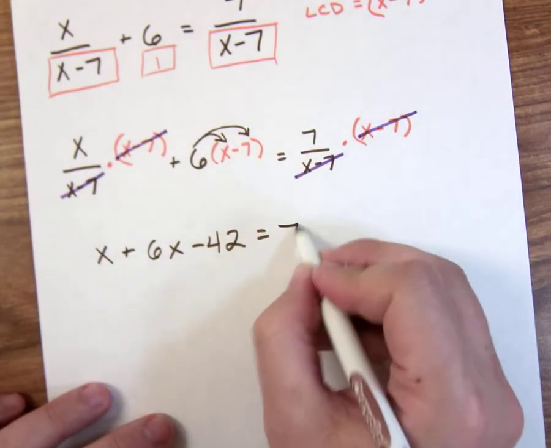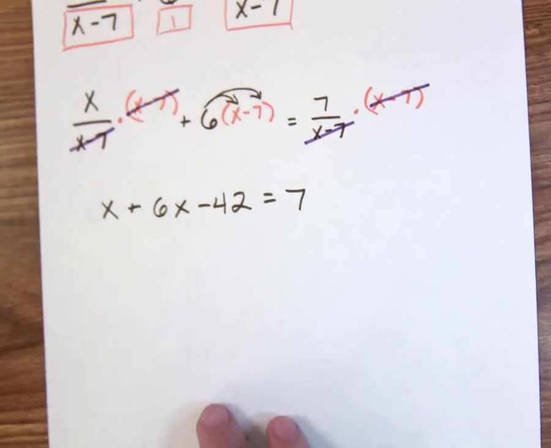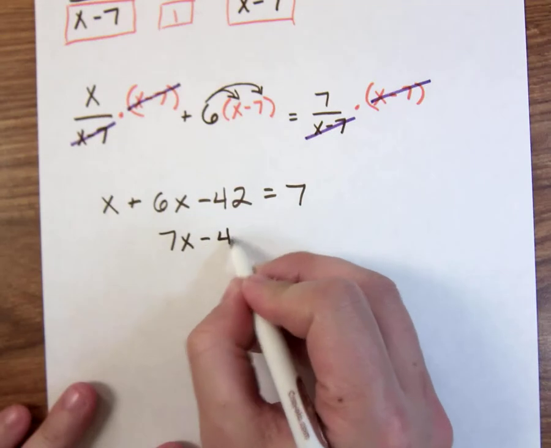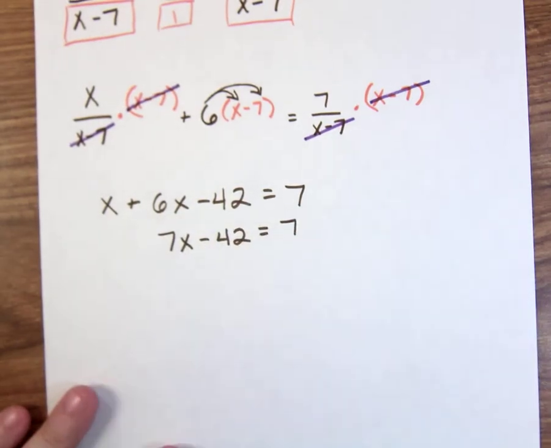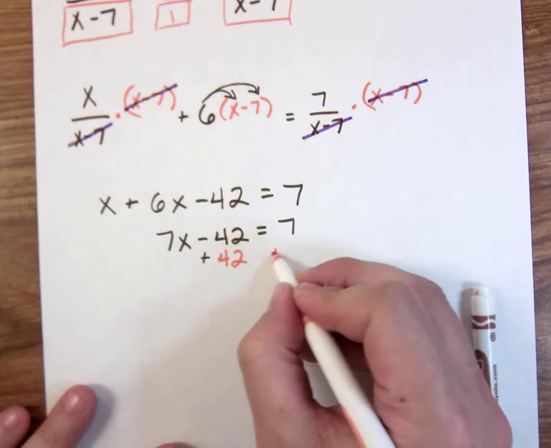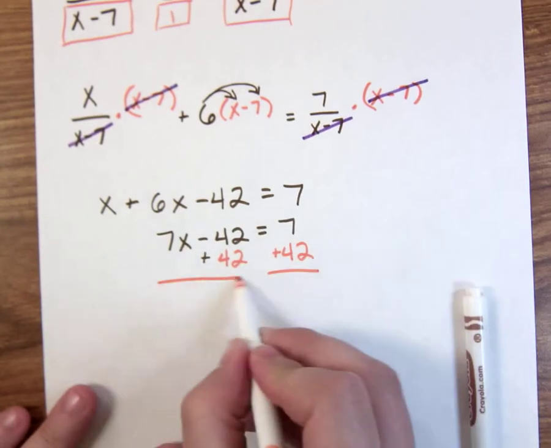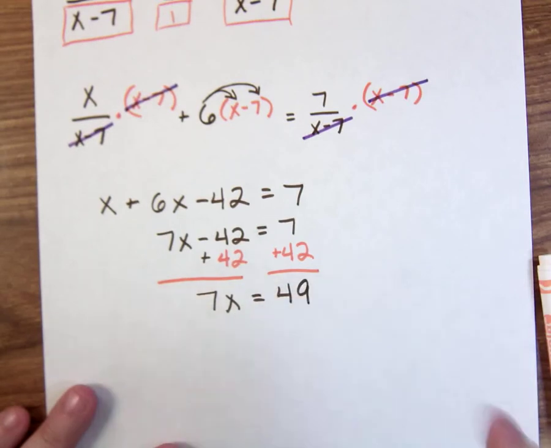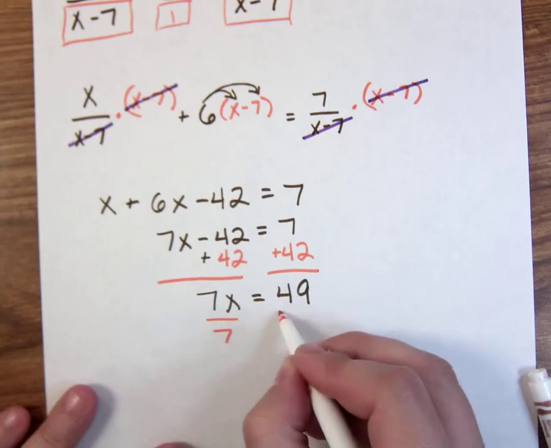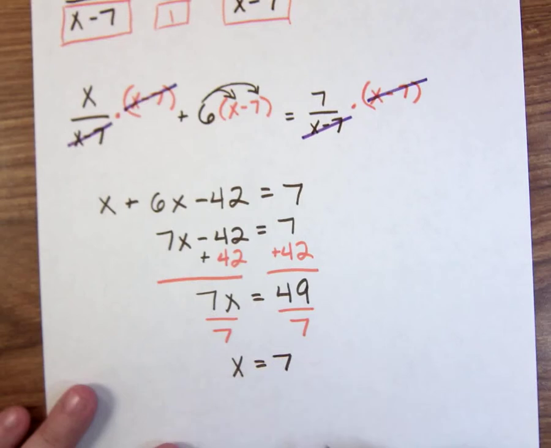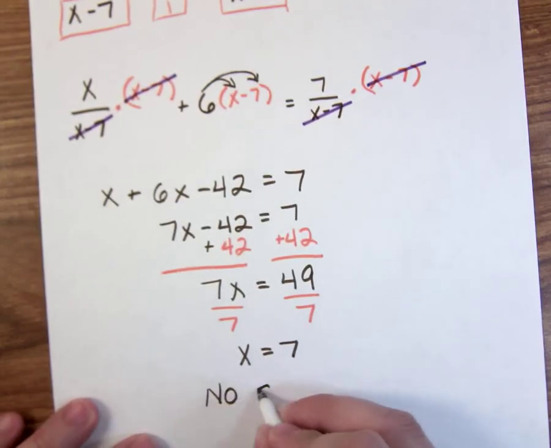equals 7. So 7x minus 42 equals 7. Add 42. Oops. Slow down. So I get 7x equals 49. And then you said divide by 7. So I get x equals 7, which means the answer is no solutions.